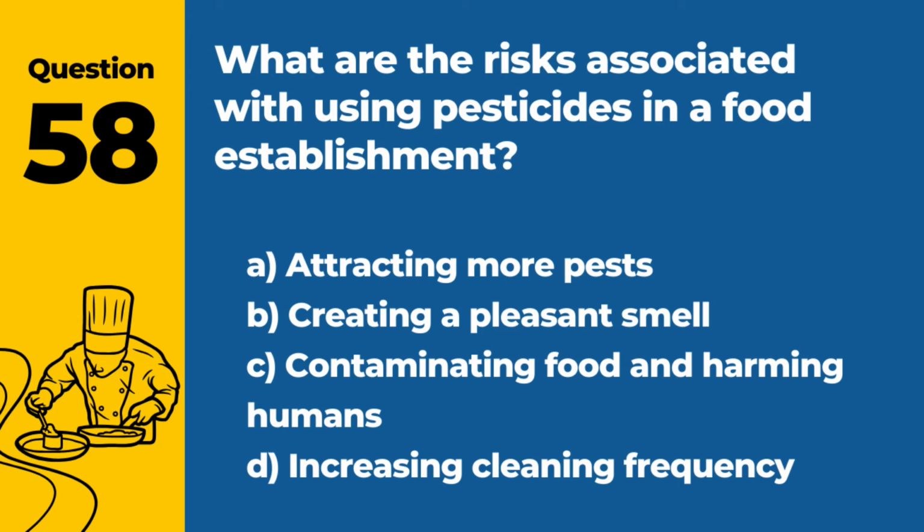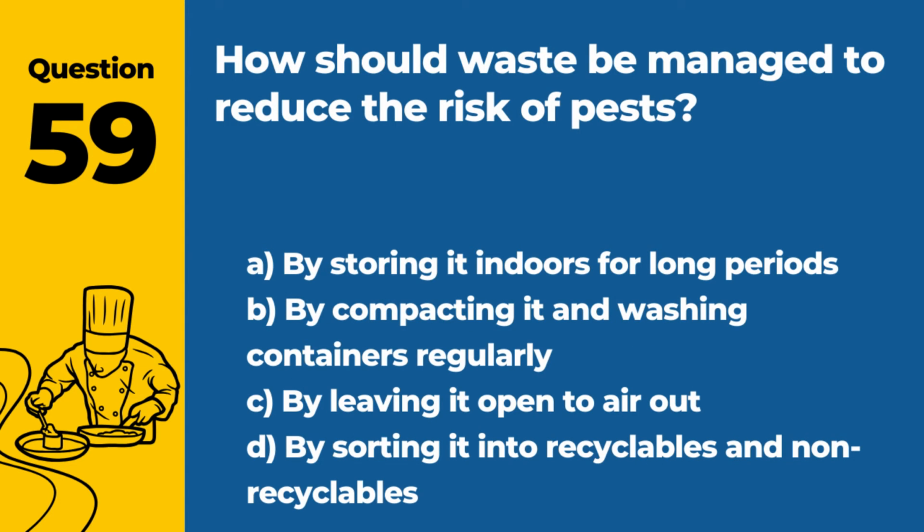A. Attracting more pests. B. Creating a pleasant smell. C. Contaminating food and harming humans. D. Increasing cleaning frequency. Answer. C. Contaminating food and harming humans. Using pesticides in a food establishment carries the risk of contaminating food and potentially harming humans. Question 59. How should waste be managed to reduce the risk of pests?